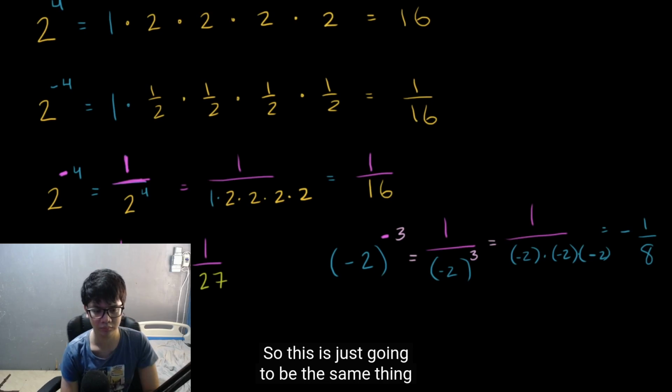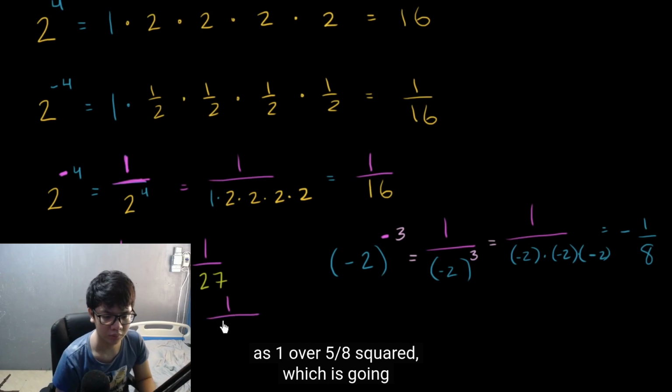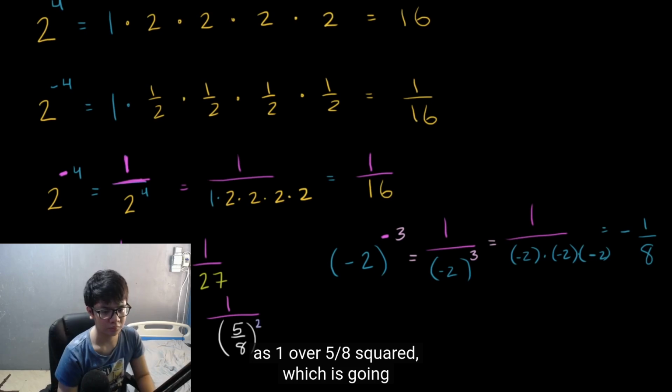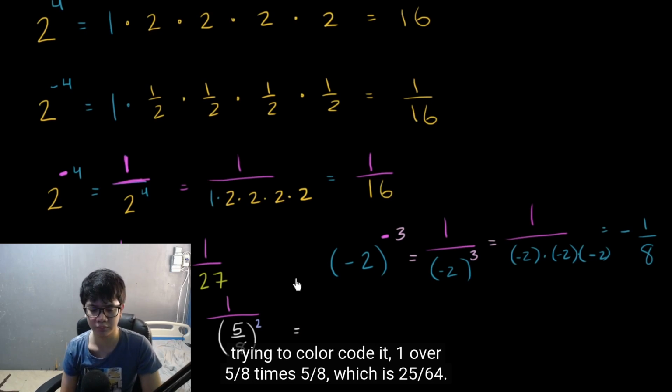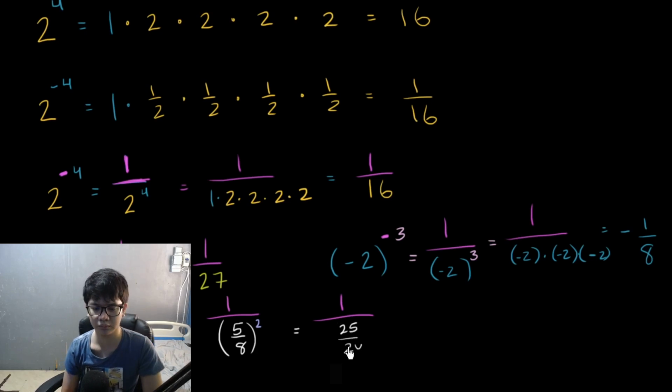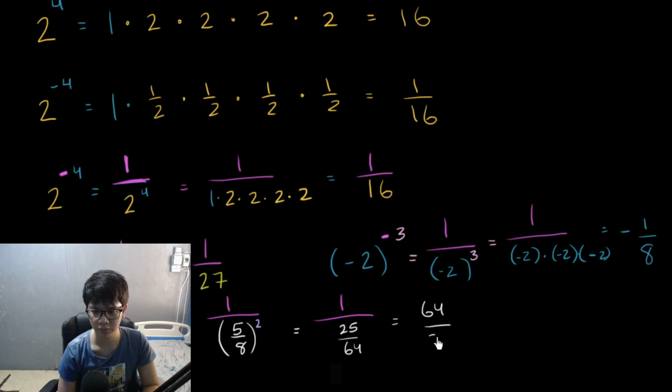So this is just going to be the same thing as 1 over 5/8 squared, which is going to be equal to 1 over 5/8 times 5/8, which is 25 over 64. 1 over 25 over 64 is just going to be 64 over 25.